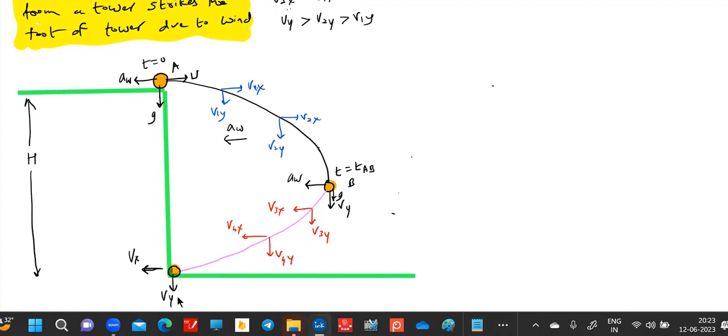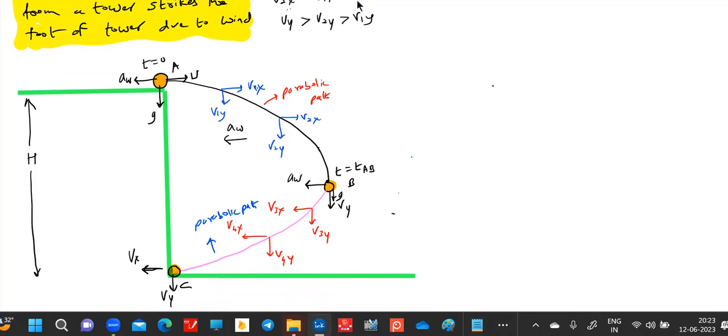Now we are just discussing a generalized case. The time taken to move from A to C, let it be TBC. So again, this will also be a parabolic path, and this will be a parabolic path, and this will be a parabolic path. Now, what is the time taken TAB?